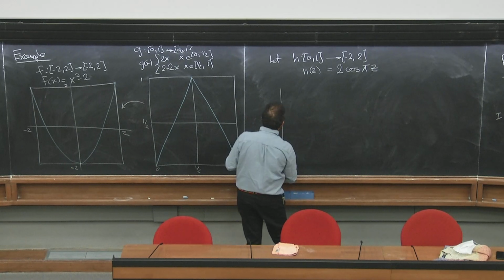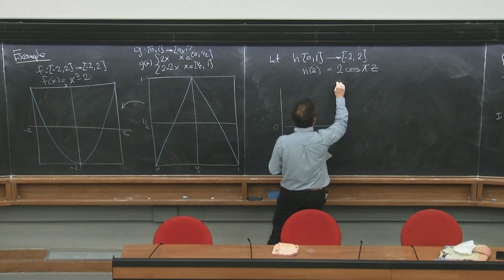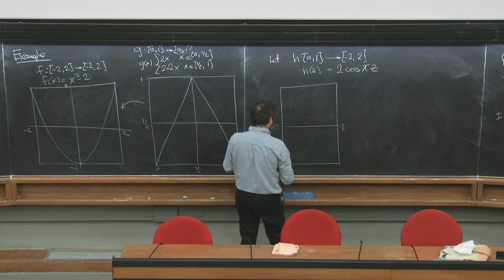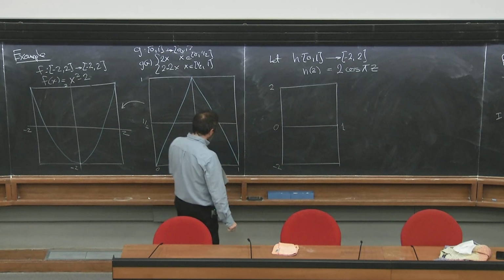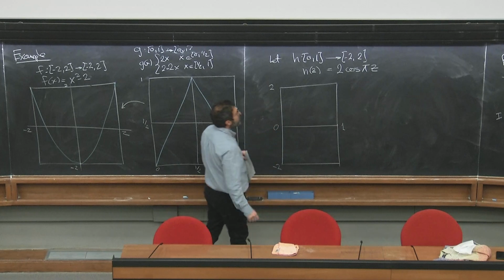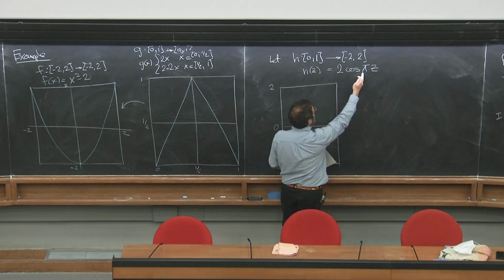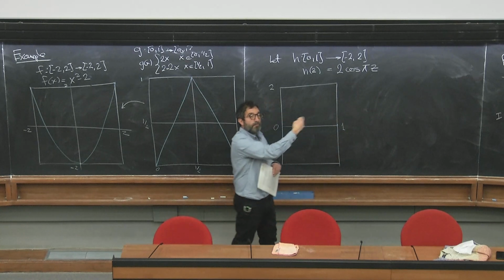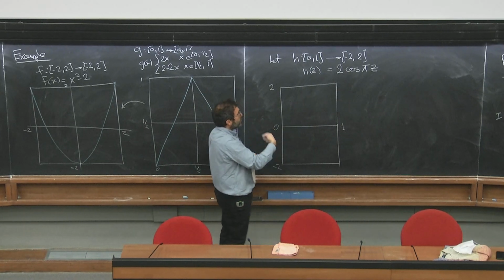So let me draw it maybe like this. This is 0, 1. Here is minus 2, plus 2. Okay, so what does this map look like? Well, this is just a cosine, right? This is just cosine pi z. So as z goes from 0 to 1, this goes from cosine 0 to cosine pi, right? And then the amplitude of the oscillation is 2.